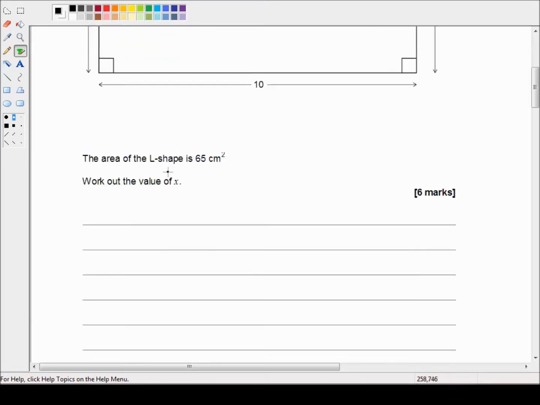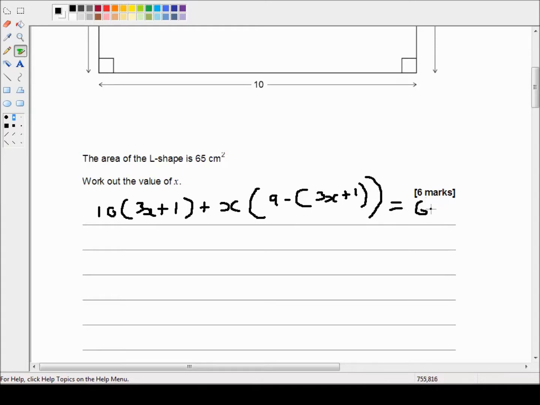So our expression then is 10 into 3x plus 1, plus x into 9 minus all of 3x plus 1. And all that ugliness is equal to 65. Wow. So let's go about trying to simplify this a little bit.